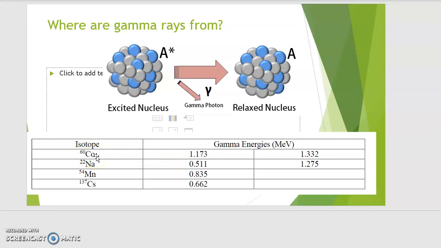Similar to an atomic spectrum, by studying the spectrum, you can identify the element. And here, the gamma ray energies are unique to the isotope. So if we detected a gamma ray energy of 0.662 mega electron volt, we can conclude that the source of that gamma ray is the isotope cesium-137.